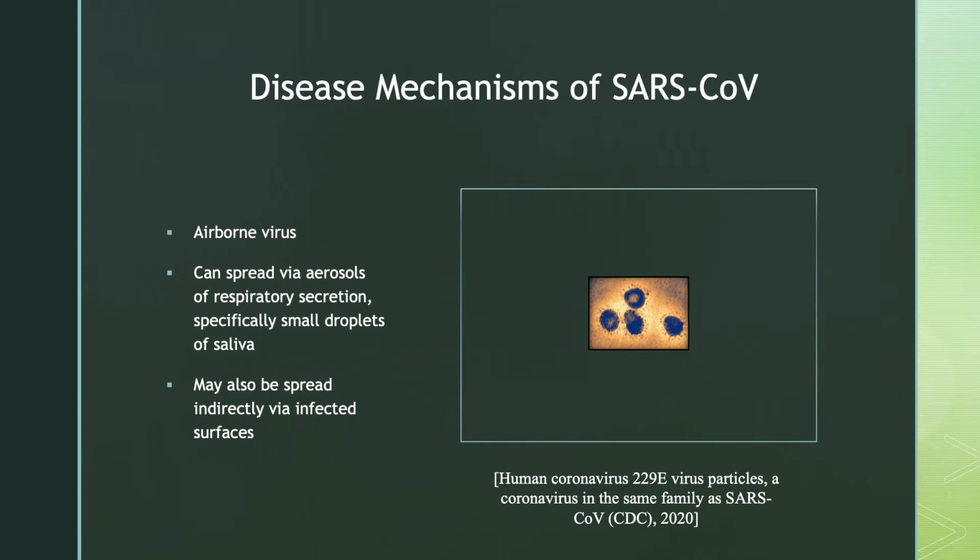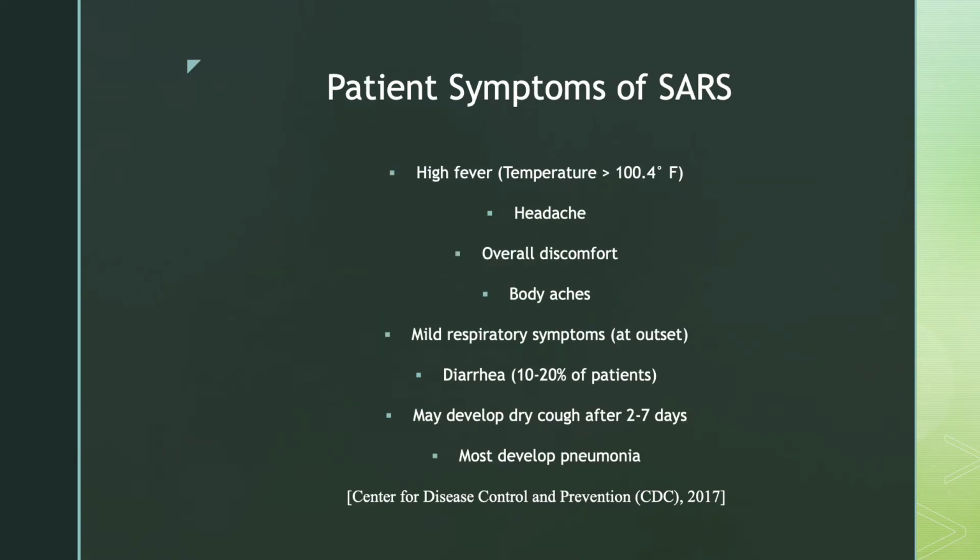SARS is an airborne virus that transmits and infects a host via mechanisms similar to those of influenza. SARS-CoV can spread through aerosols of respiratory secretion, specifically small droplets of saliva. Additionally, SARS-CoV may be spread indirectly through surfaces that have previously encountered an infected individual.